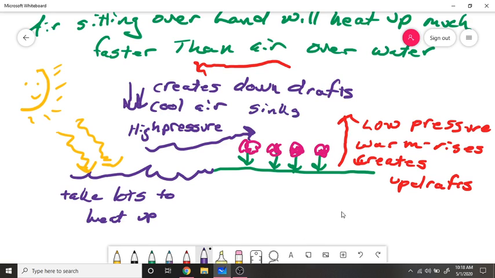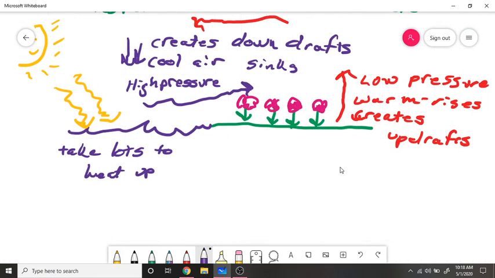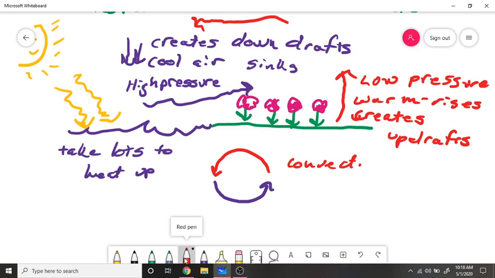Does that look like something that we have been talking about a lot? Here's my cool air moving in to take the place of the warm air. Here's my warm air moving to take the place of the cool air. So again, convection currents get set up. Yeah, we're talking about convection currents again.